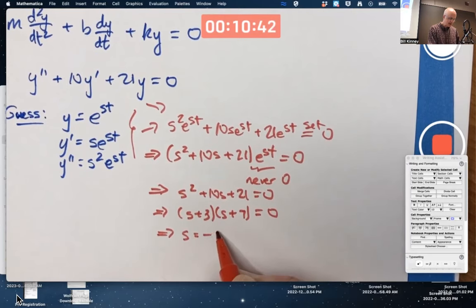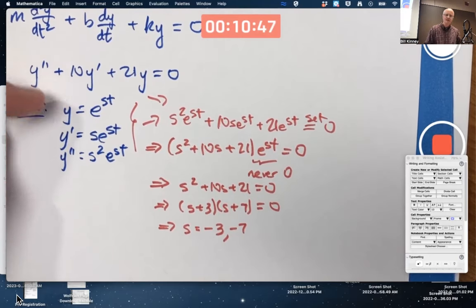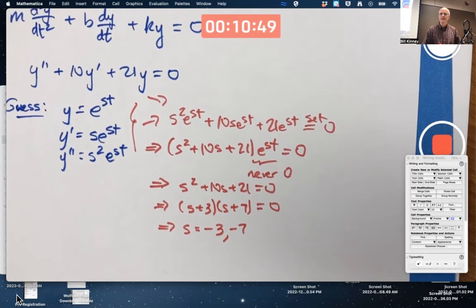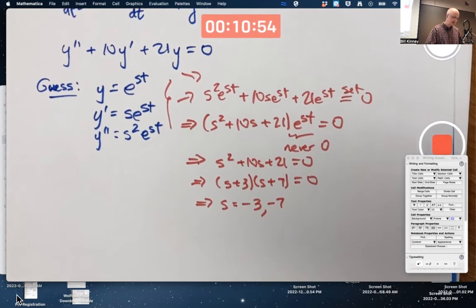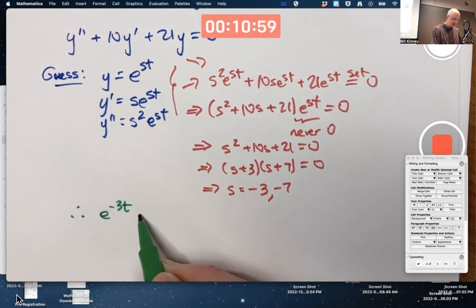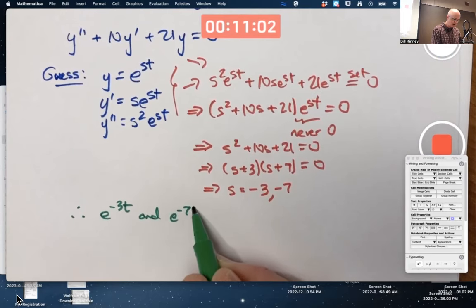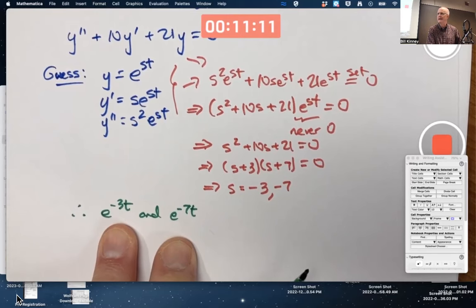Two possibilities for s, -3 and -7. And you could double check, if you plug those in for s, you would get something that works. What this ends up meaning is the two functions, therefore, e to the -3t and e to the -7t are solutions. More than that, these solutions are not scalar multiples of each other. There's no constant you can multiply either one by to get the other one.